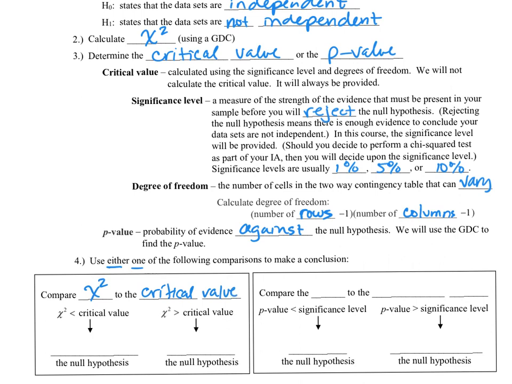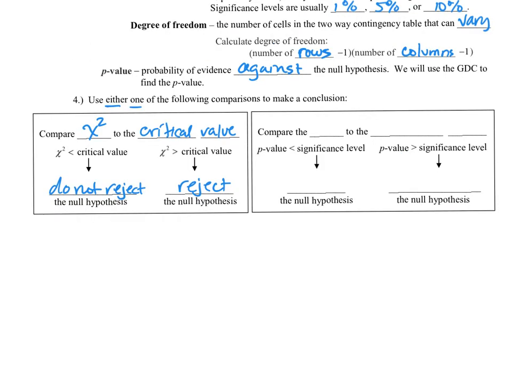Okay, now, if the chi-squared value is less than the critical value, then we do not reject the null hypothesis. Okay? If the chi-squared value is greater than the critical value, then we reject the null hypothesis. Okay, so that's one comparison that we can use to make our conclusion using the chi-squared test.